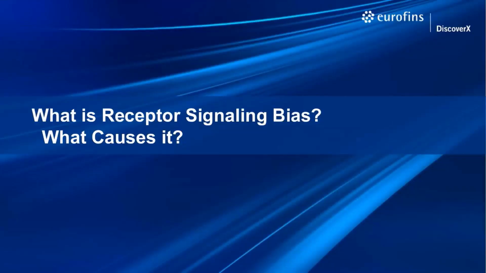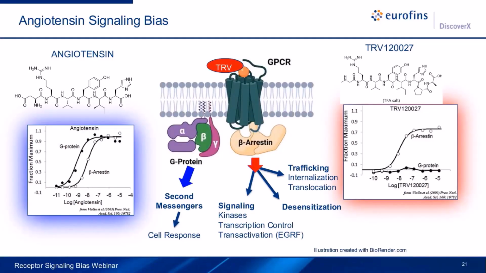So what is bias and what causes it? I'll give you an example. Angiotensin normally signals and activates Gq protein and beta-arrestin, but you can have an analog, Trevena 120, that will interact with the same receptor, the same cell, but only activate beta-arrestin. So now it biases the signal, completely changing the natural pattern produced by angiotensin.